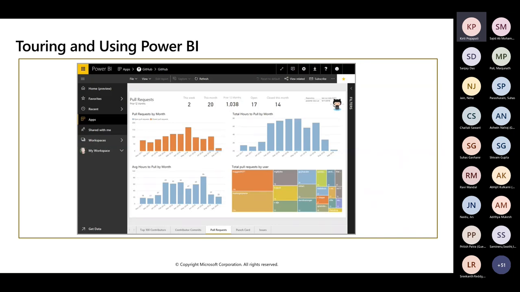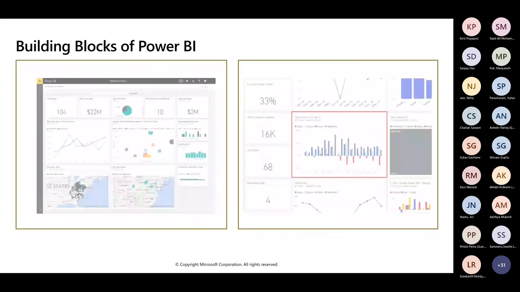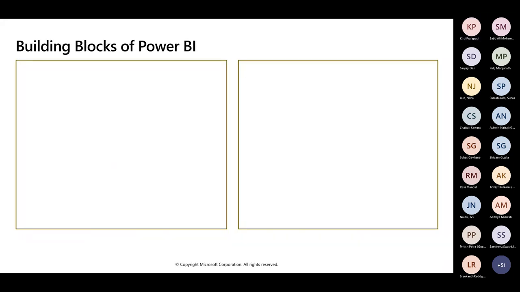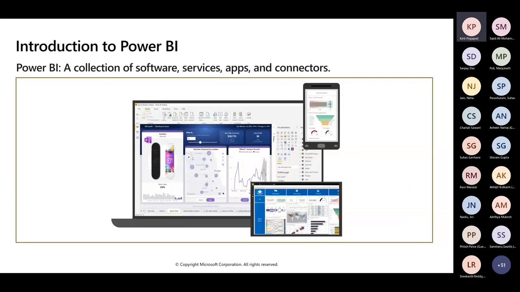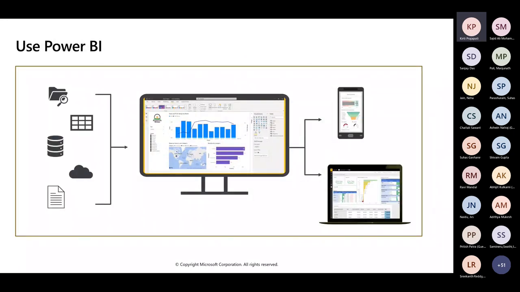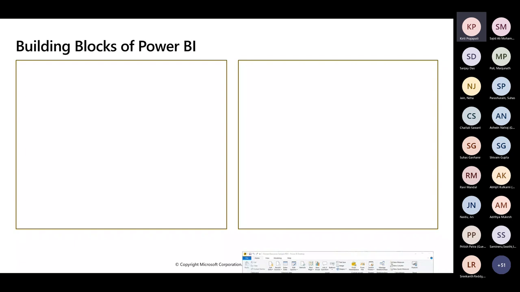So here you can see this interface is the Power BI service. If I go to the previous slide, here you can see in the left navigation we have the workspace, then apps. But if I go to the previous slide, this monitor one, this is my Power BI Desktop. So this is the difference. But I'll show you when we come to exploring the interface.